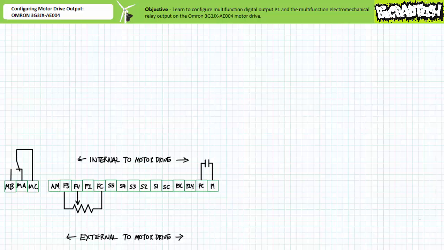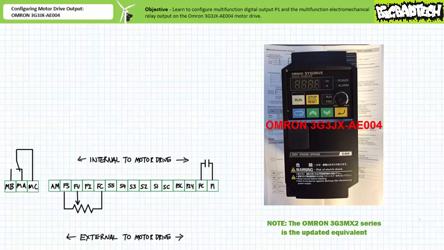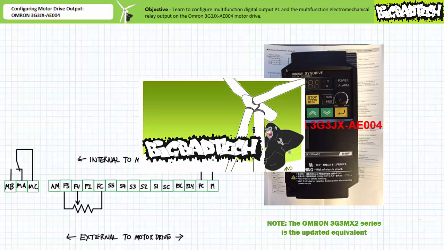I'm your instructor Jim Pytel, and today we'll learn to configure multifunction digital output on the Omron 3G3JX-AE004 motor drive. This lecture is predicated on the assumption that viewers watch the Adjusting Motor Drive Ramping Characteristics featuring the Omron 3G3JX-AE004 motor drive lecture available at the Big Bad Tech channel.